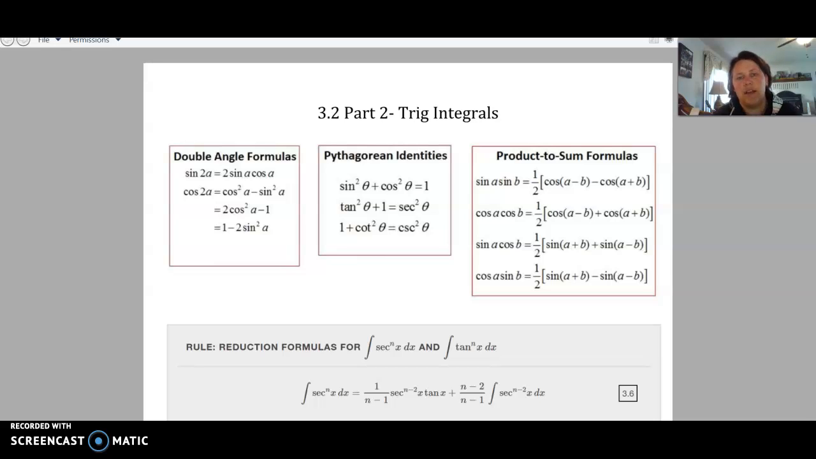Okay, today we'll be talking about section 3.2, part 2. So we're still talking about the same trig integrals that we talked about before. We're also going to add in the product to sum formulas into some of these integrals. The double angle formulas are also going to be in here again. And the Pythagorean identities, so make sure that you know all of those. Also, the angle reduction formulas.